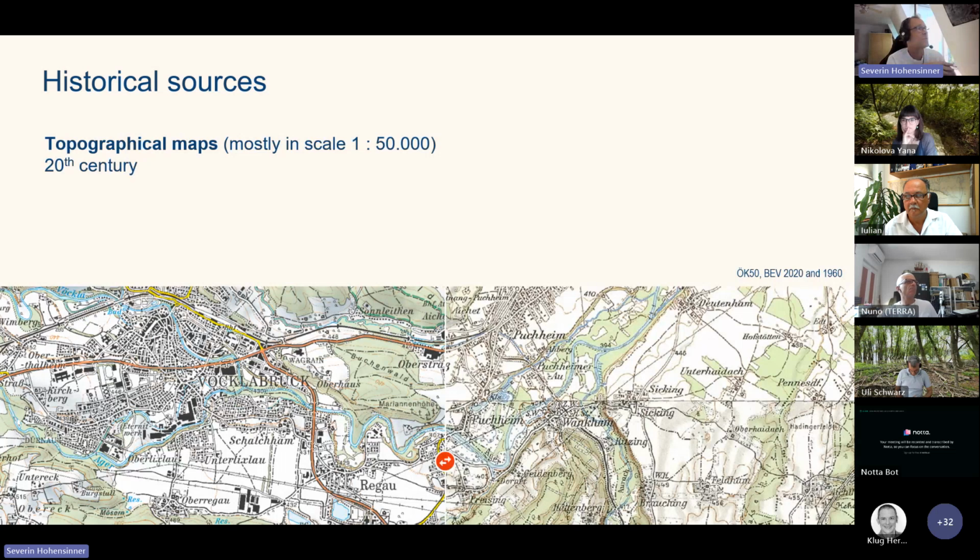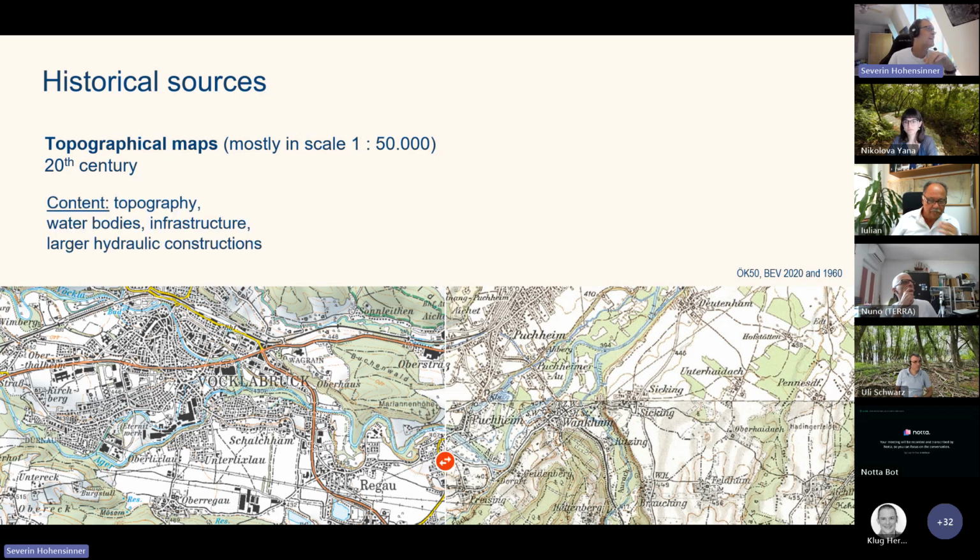And then in the 20th century, we have a lot of topographical maps, mostly at the scale of 1 to 50,000 or something like this. Here you see on the left side the typical Austrian topographical map from 2020, on the right side from 1960. And of course, they show the topography, water bodies, infrastructure, and larger hydraulic constructions.